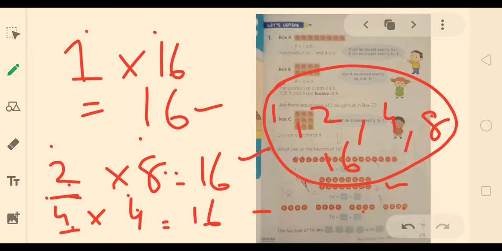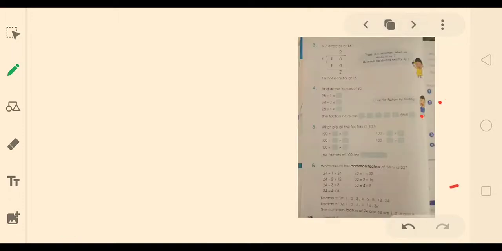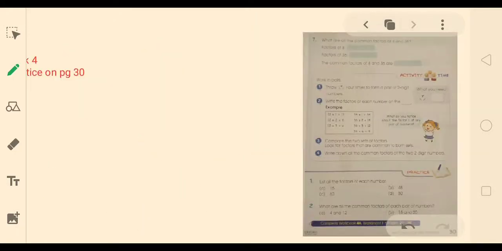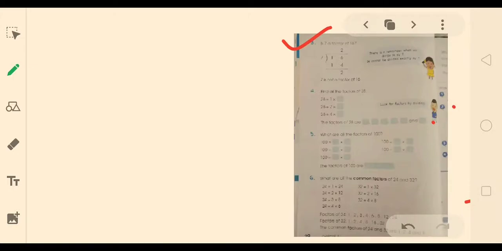Is it clear? By doing this process, you are able to do question number 3 on the next page, that is page 29. Look over here. Is 7 a factor of 16? And how? You have to check it.